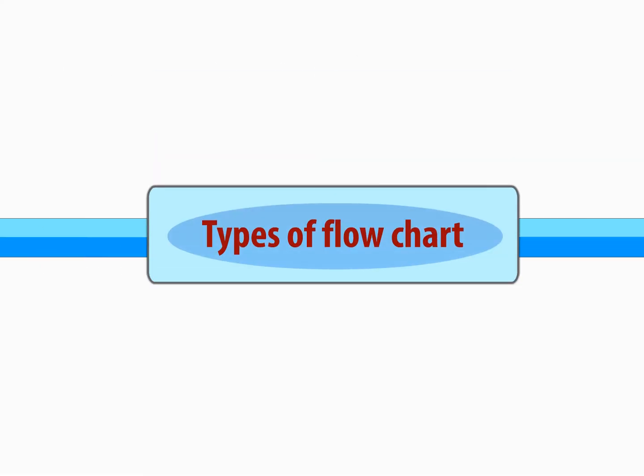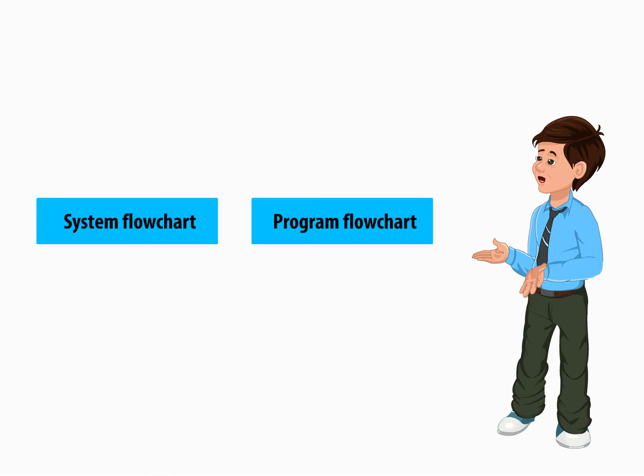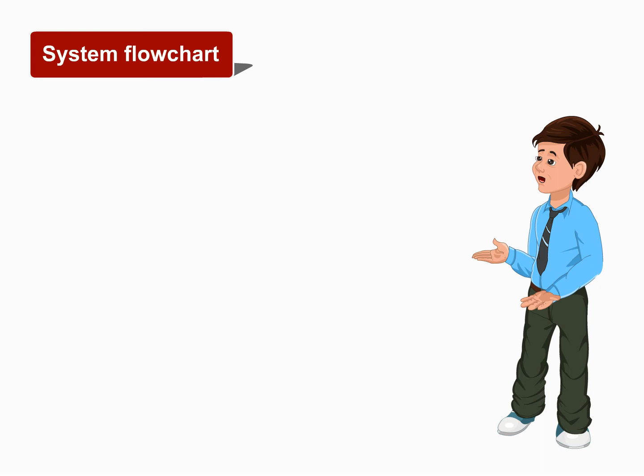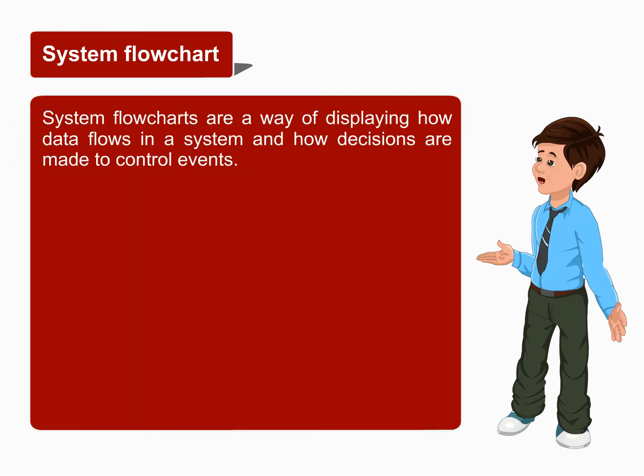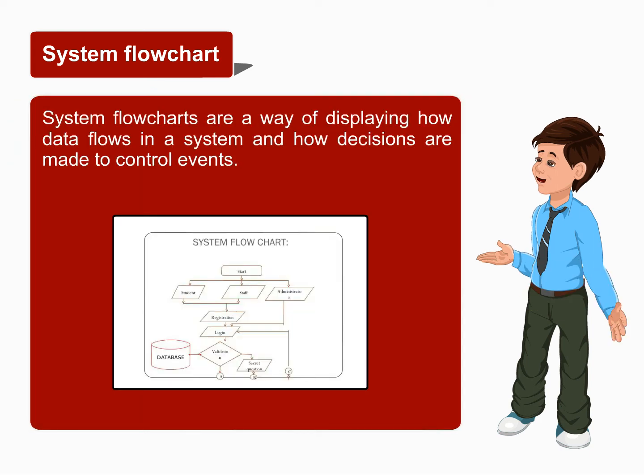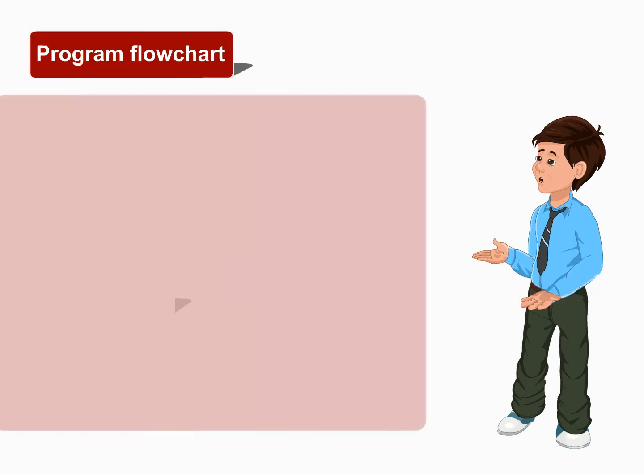Types of flowchart. There are two types of flowcharts which are explained below. System flowchart. System flowcharts are a way of displaying how data flows in a system and how decisions are made to control events. Program flowchart.